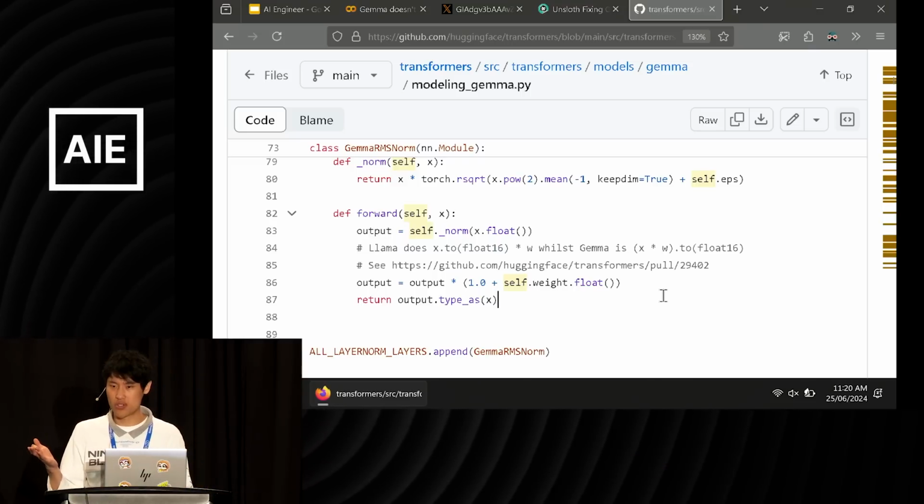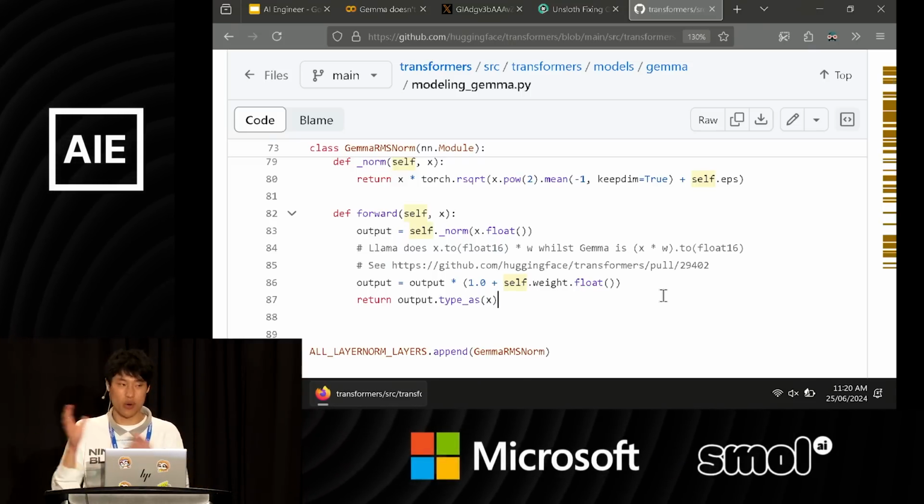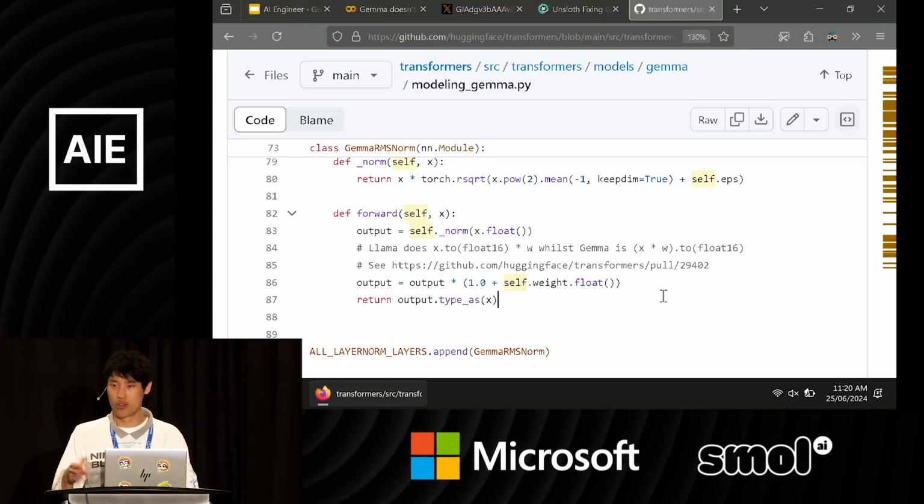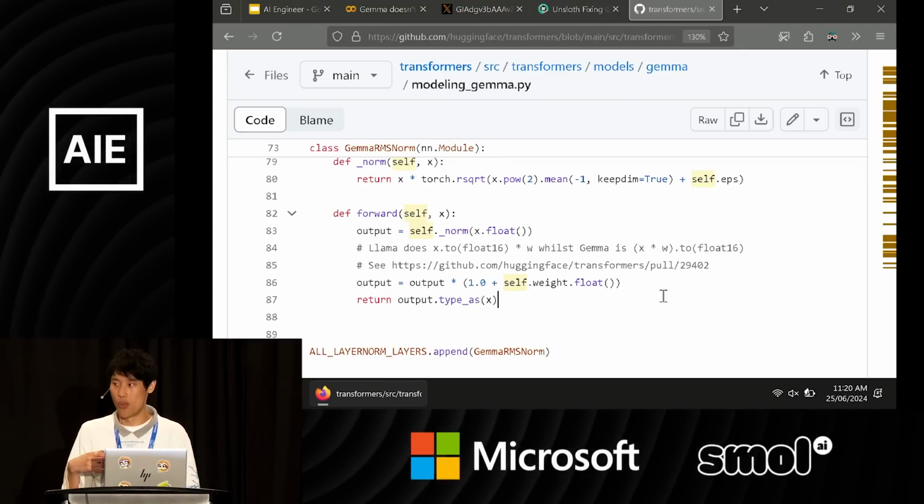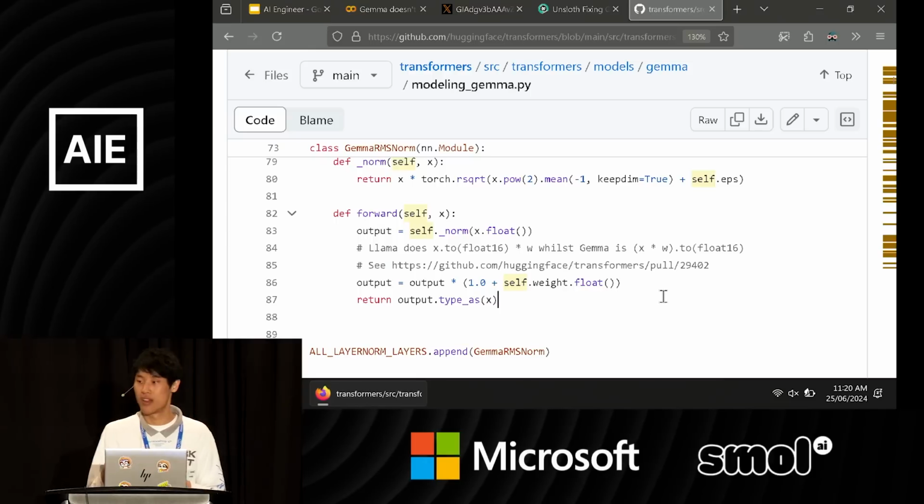Another question is why do we have to do downcasting? Does anyone know why there is always downcasting, upcasting? Float 32, float 16, float 8. Does anyone know why we have to do downcasting, upcasting?